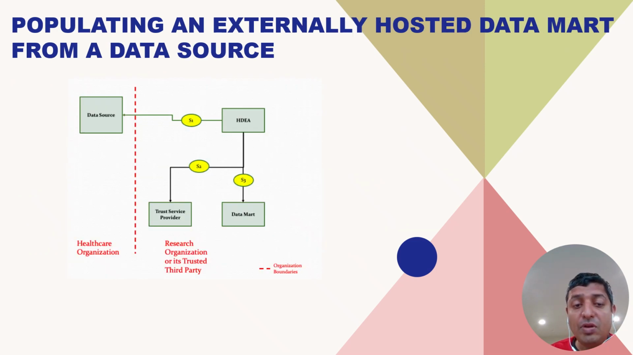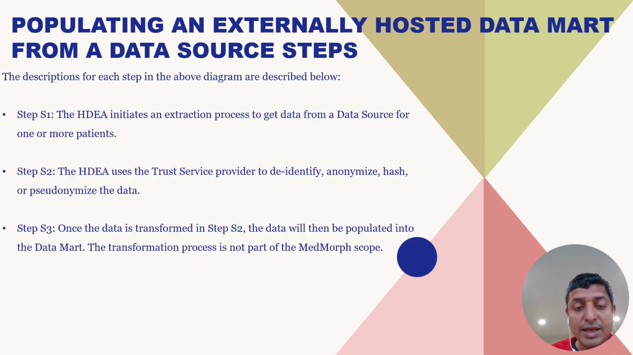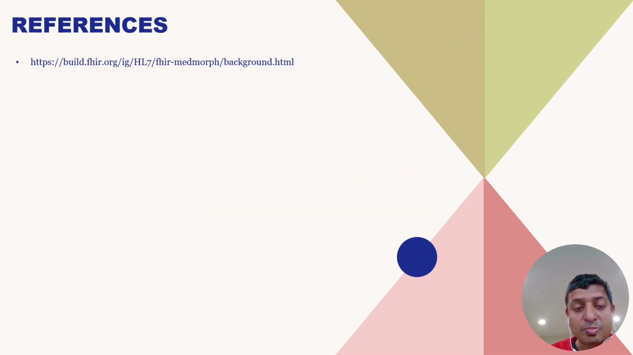The final workflow of this process is populating an externally hosted data mart from a data source. In this particular workflow, the SDA initiates an extraction process to get data from a data source for one or more patients. The SDA uses the trust service provider to de-identify, anonymize, hash, or pseudonymize the data. Once the data is transformed in step S2, the data will then be populated onto the data mart. The transformation process is also not part of the MedMorph scope. So this is all about the MedMorph implementation guide in detail.